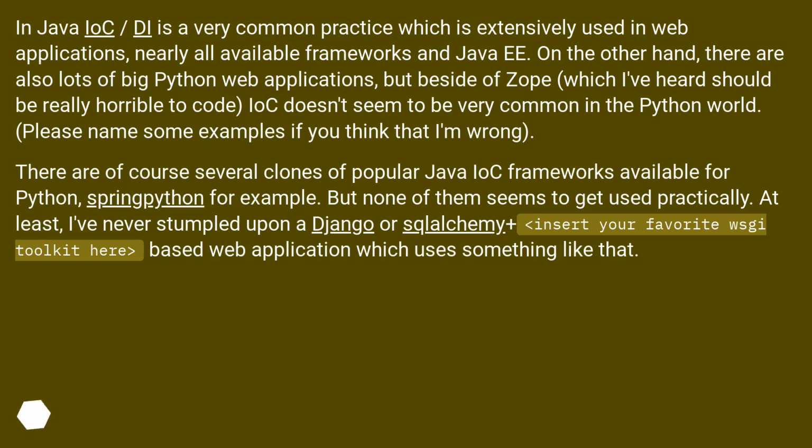There are of course several clones of popular Java IoC frameworks available for Python, Spring Python for example. But none of them seems to get used practically. At least, I've never stumbled upon a Django or SQLAlchemy plus, insert your favorite UI toolkit here, based web application which uses something like that.